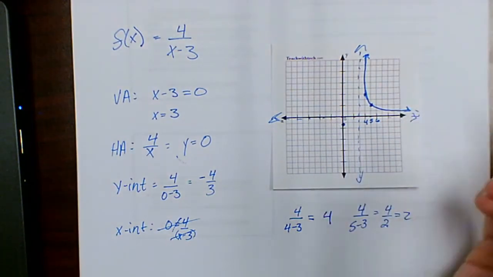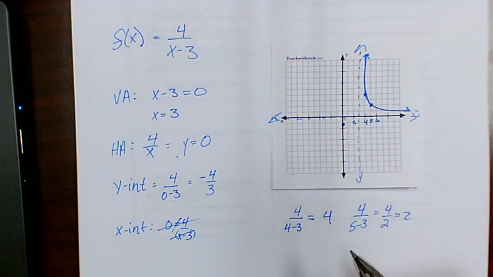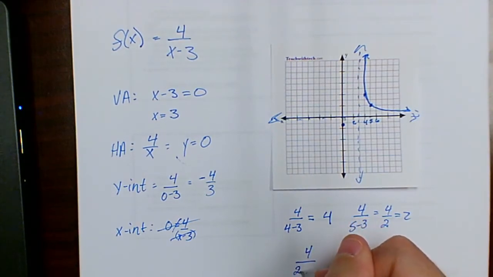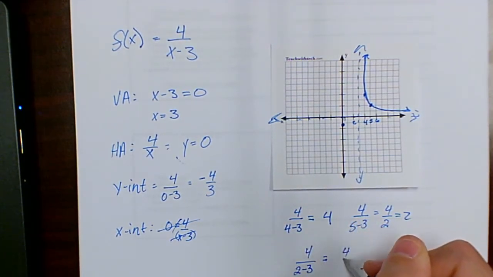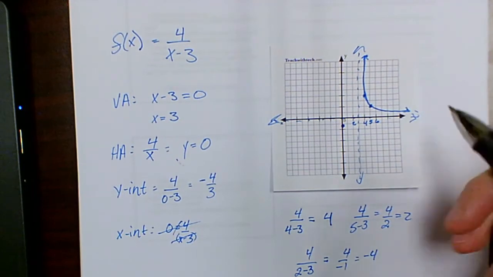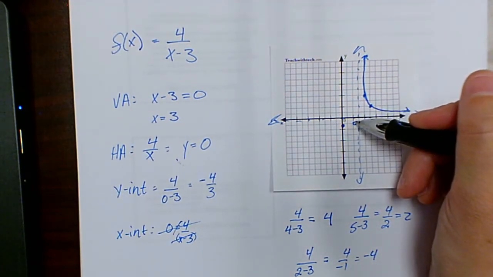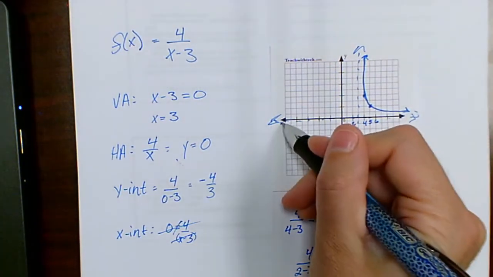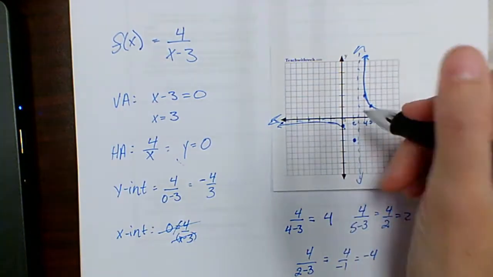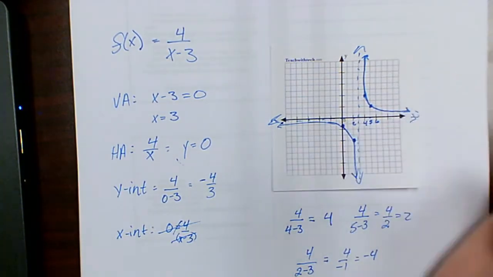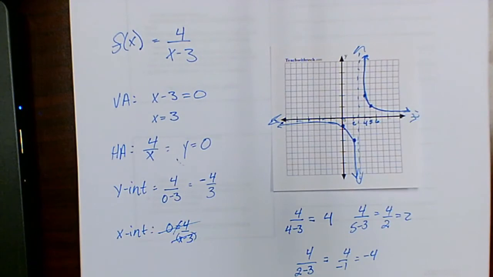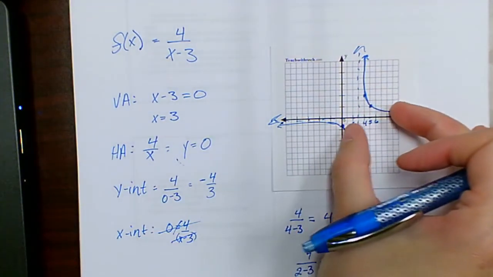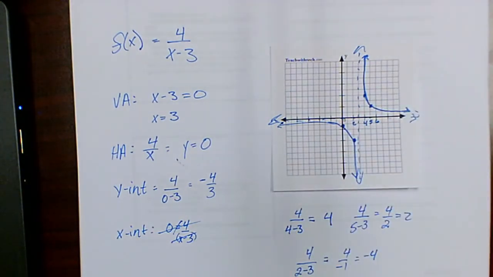Now on this side, we will explore 2. 4 over 2 minus 3. That's 4 over -1, which is -4. So when we plug in 2 for x, we will get an outcome of -4. Okay, and then we can sketch our graph, and that's what our graph will look like. And again, we could have just moved this whole graph over 3, or right to the 3, and then stretched it a bit.